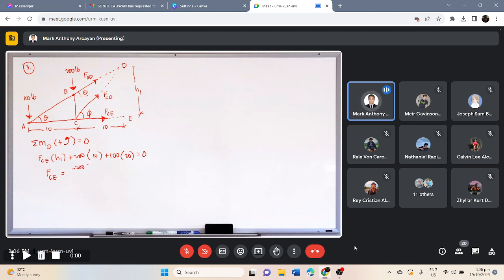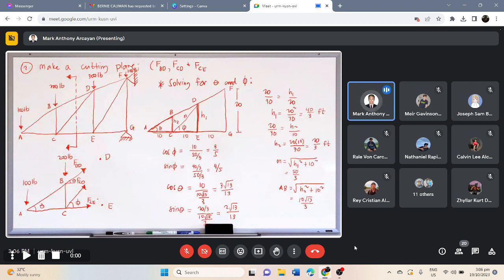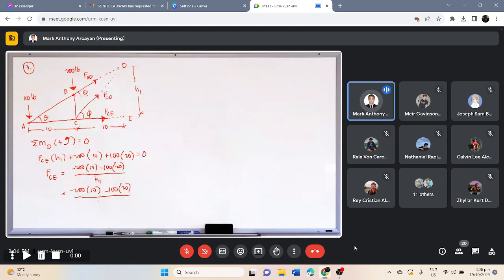So therefore FCE is equal to, if you transpose, negative 200 times 10 minus 100 times 20 all over H1. Then substitute the value: negative 200 times 10 minus 100 times 20 over our H1 from earlier, which is 40 over 3 feet. So we simplify that, divide by 40 over 3. Our FCE is negative 300 pounds.